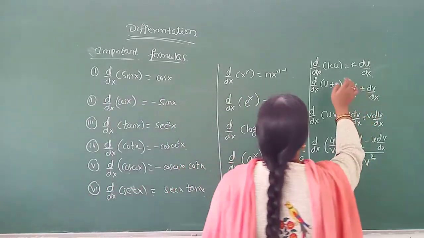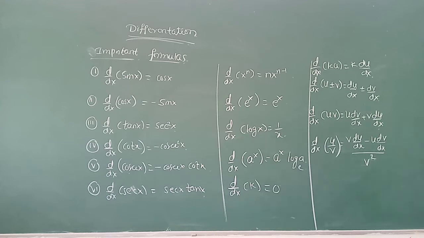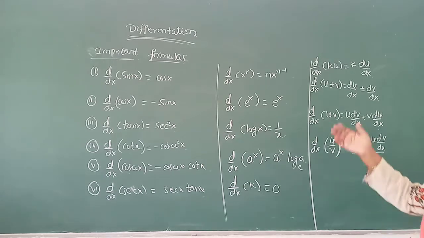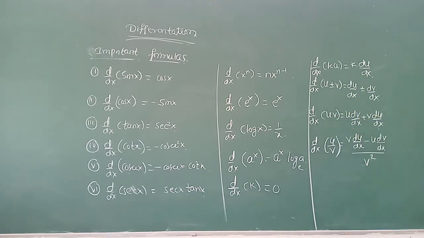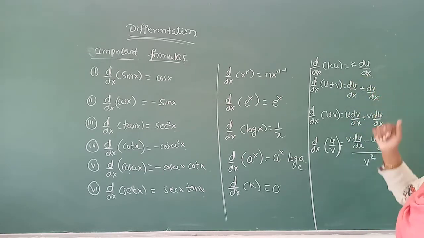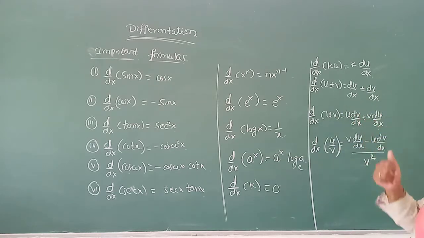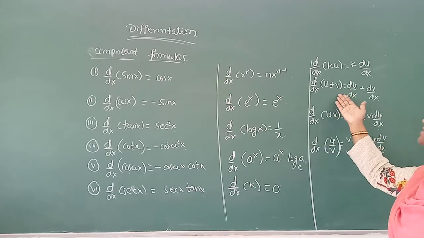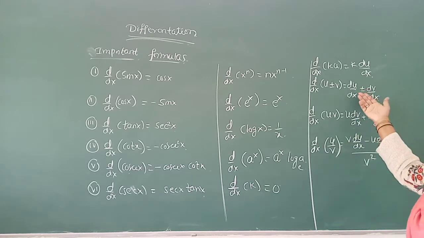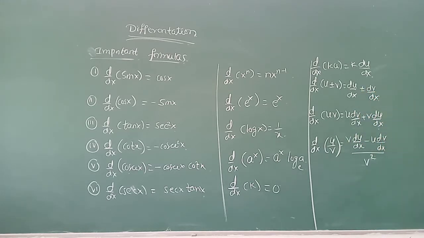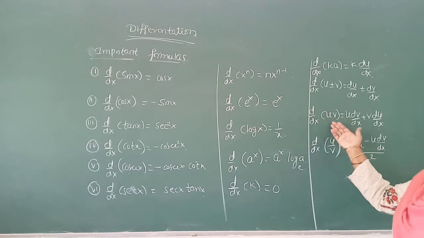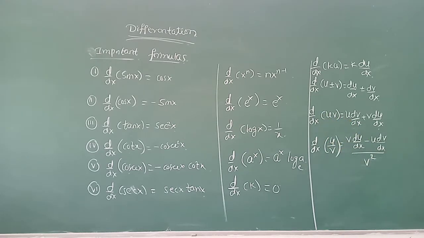Next, differentiation of a constant times a function. Take the constant outside and do the differentiation only for the variable, that is k into du by dx. Then d by dx of u plus or minus v you can write as du by dx plus or minus dv by dx. Next, d by dx of u into v, the product of two functions. We write one function as it is, u, and do the differentiation of the second one, dv by dx.